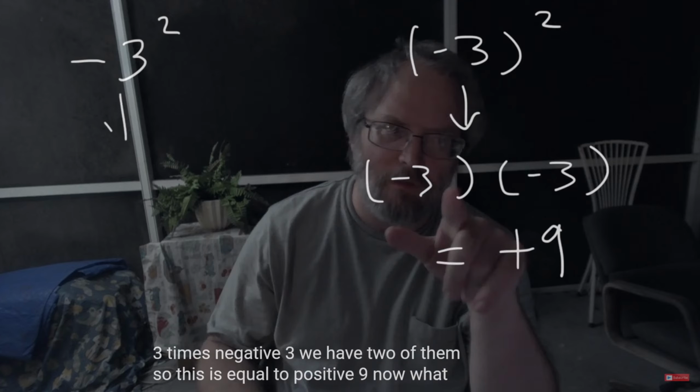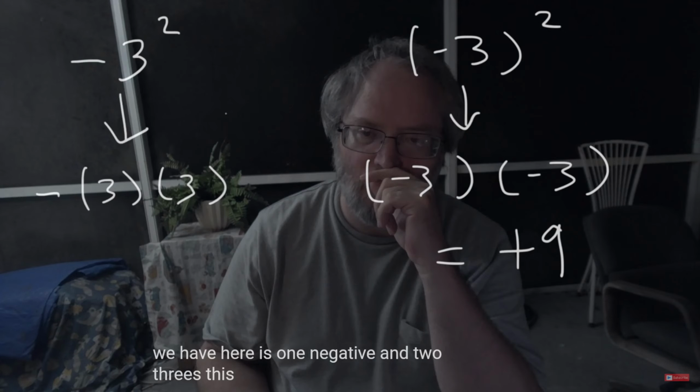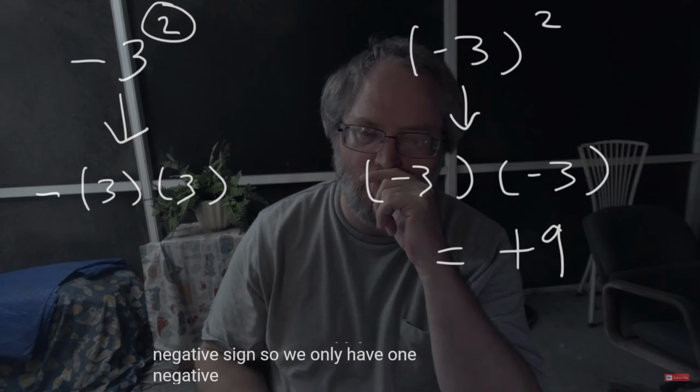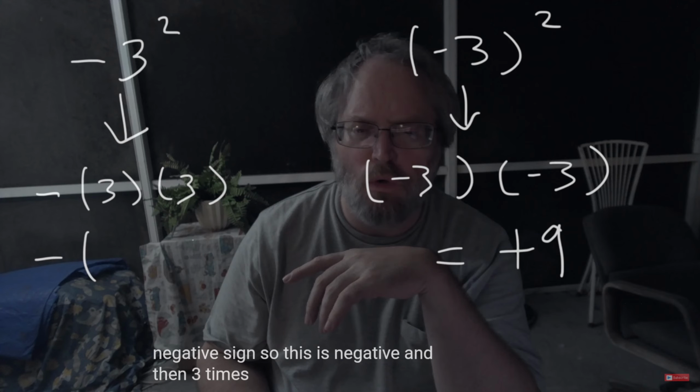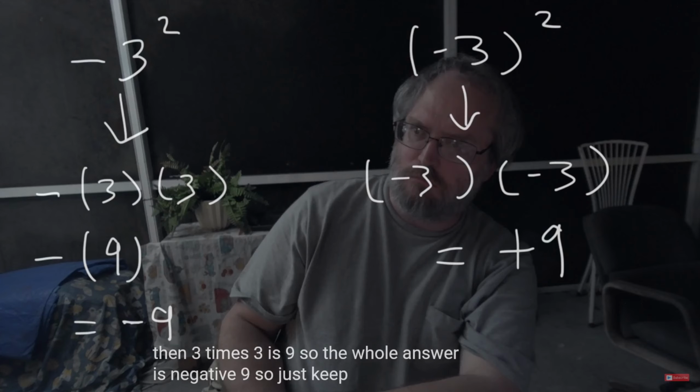Now what we have here is 1 negative and 2 3's. This 2 does not apply to the negative sign, so we only have one negative sign. So this is negative, and then 3 times 3 is 9, so the whole answer is negative 9. So just keep in mind the difference between the two.